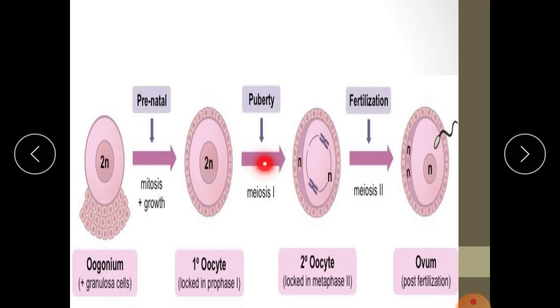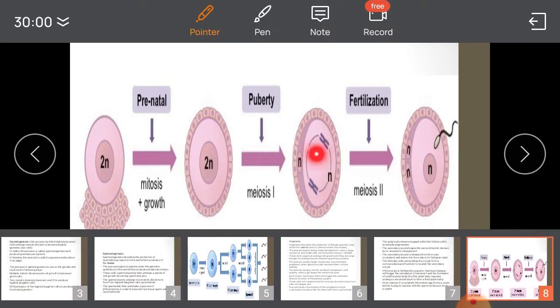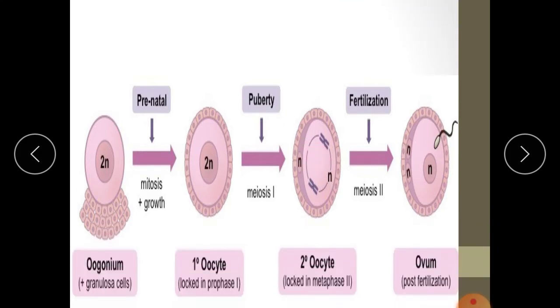So primary becomes secondary oocyte. Secondary oocyte, and one more cell is released, that is the first polar body. Next, at the end of second meiosis, the oocyte and second polar body is produced. So this is ovum proper.